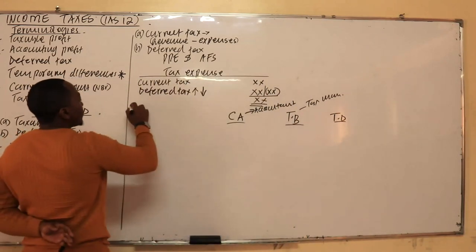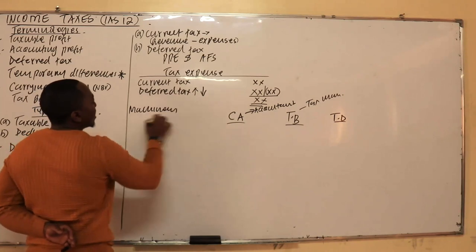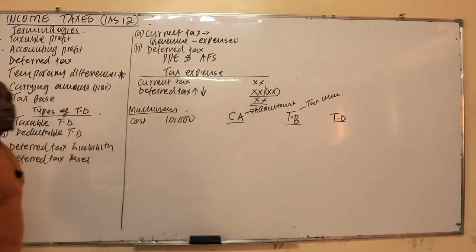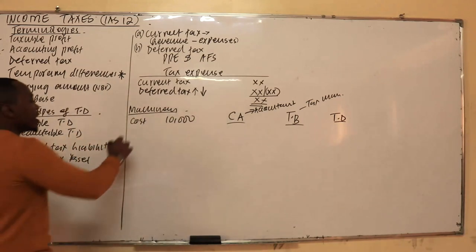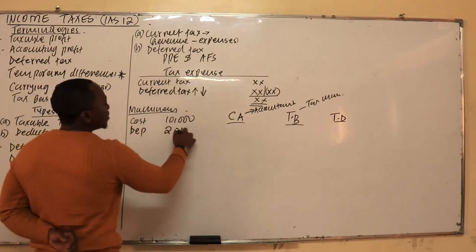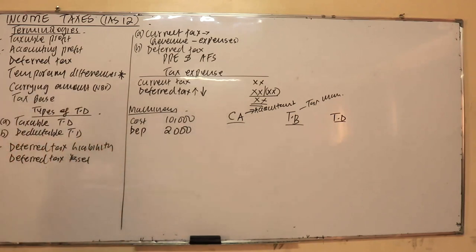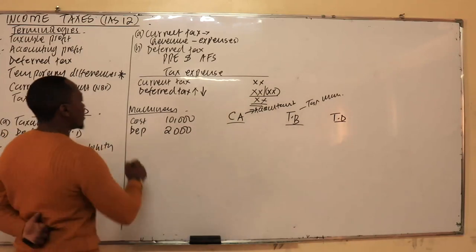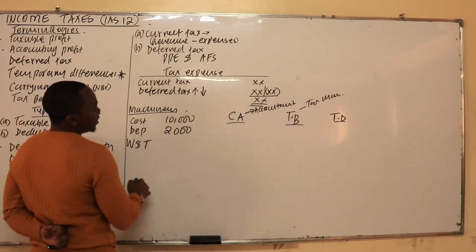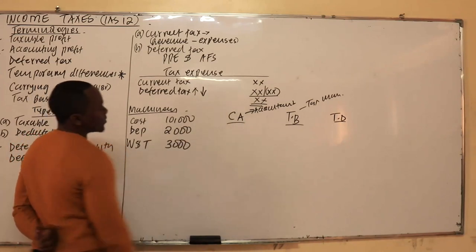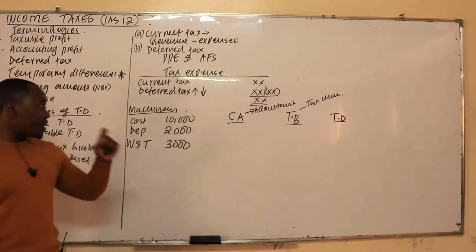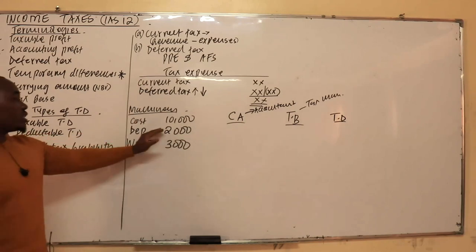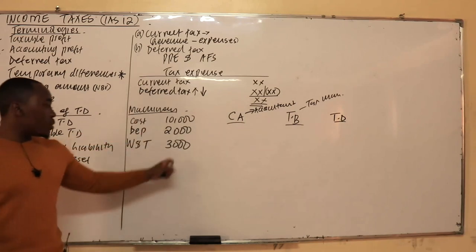You bought a machinery. The company bought a machinery at a cost of 10 million. Then during the financial year, the depreciation charge was 2 million. During the same financial year, the wear and tear, the capital allowance, for the period was 3 million. I repeat again, the company purchased machinery worth 10 million, and at the end of the financial year, the depreciation charge for the year was 2 million, and the wear and tear was 3 million.